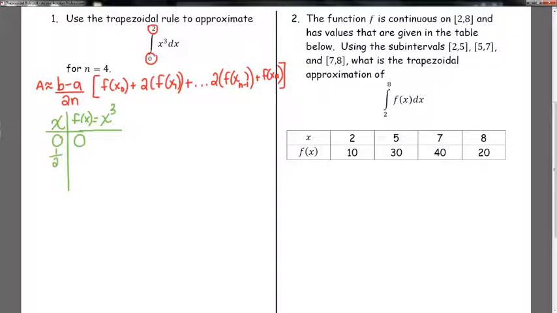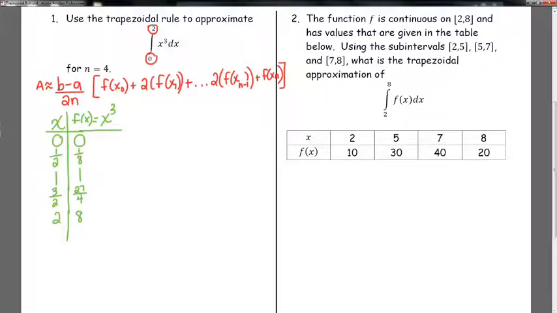I'm going to add 0 to 0. I'm going to add a half. And then my next step up gets me to 1, and then I have 3 halves, and finally I end at 2. And so these are the other x coordinates that I'm going to be plugging in. If I plug in a half and I cube it, I'm going to get 1/8. If I cube 1, I get 1. If I cube 3 halves, I'm going to get 27/8. If I cube 2, I get 8.